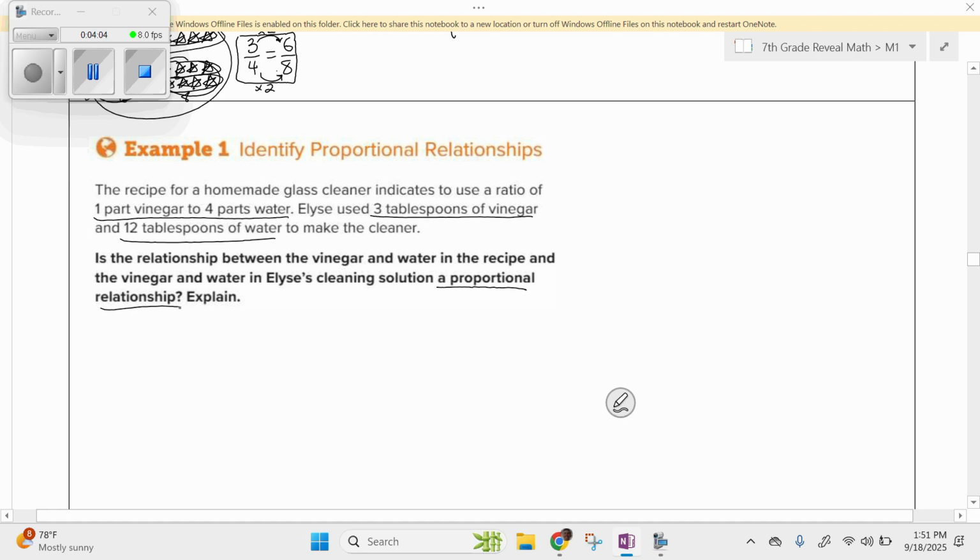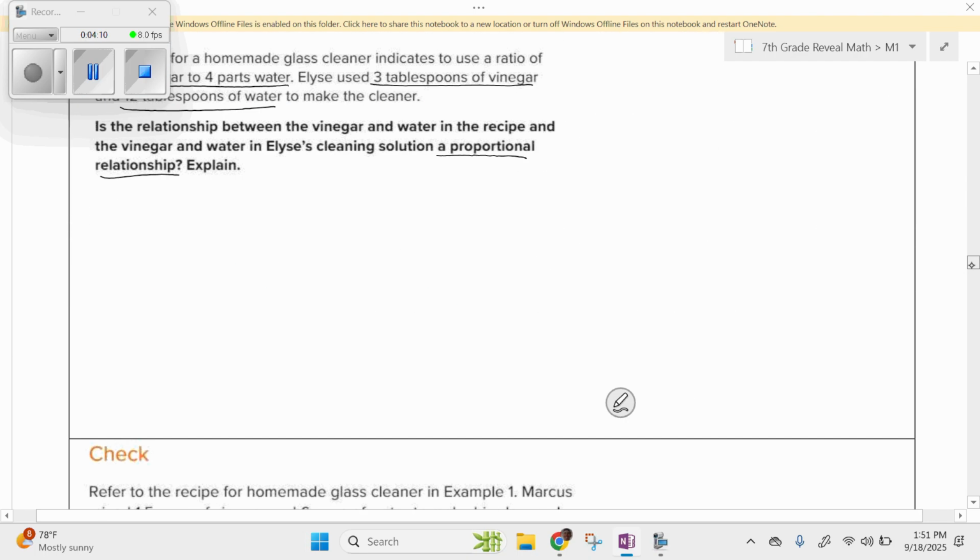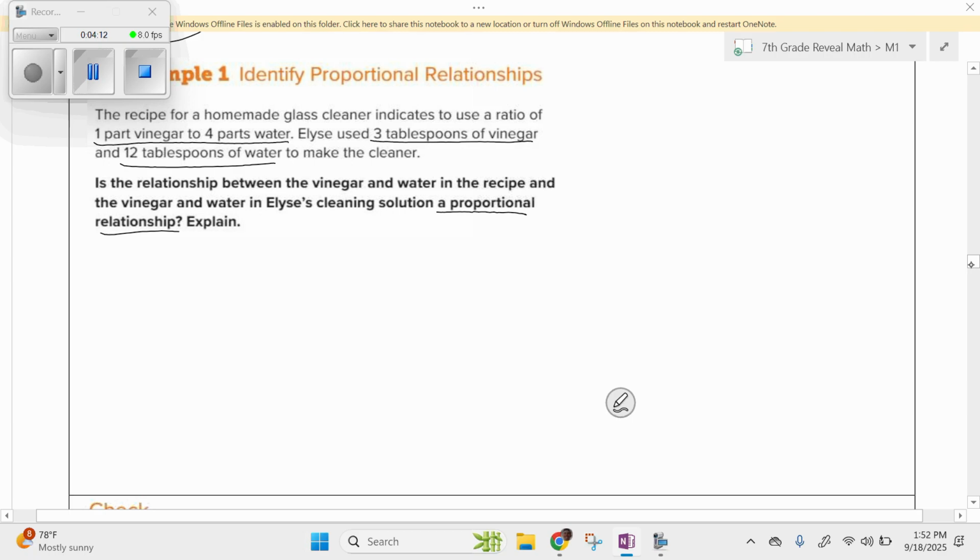So what does that mean? Well, if we look back out here, what is proportional? It's when the two quantities have a constant ratio. So we're just going to test these two ratios. We can do it in a bunch of different ways. Let's just write two fractions. Okay, so we have 1 to 4, and I'm just going to off to the side remind myself what the 1 represents, which quantity it is. So that's the vinegar, just abbreviate real quick, and this is referring to the water.